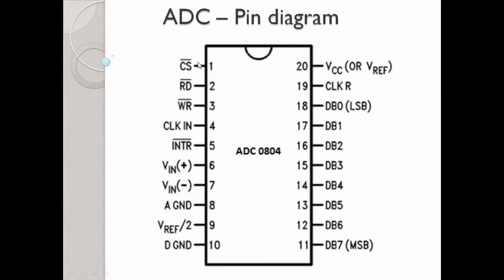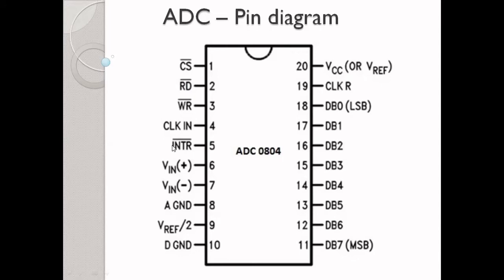Next, CS means chip select. It is used to enable this ADC. Next, read and write. Write will be used as the start of conversion. Read means we can read the data from the ADC output. We are giving an analog signal. Once it is converted into a digital signal, it will be stored in the ADC register. So if you want to read, you have to enable it, you have to give a low signal. WR means start of conversion. Next, read means we can read the data from the ADC register.